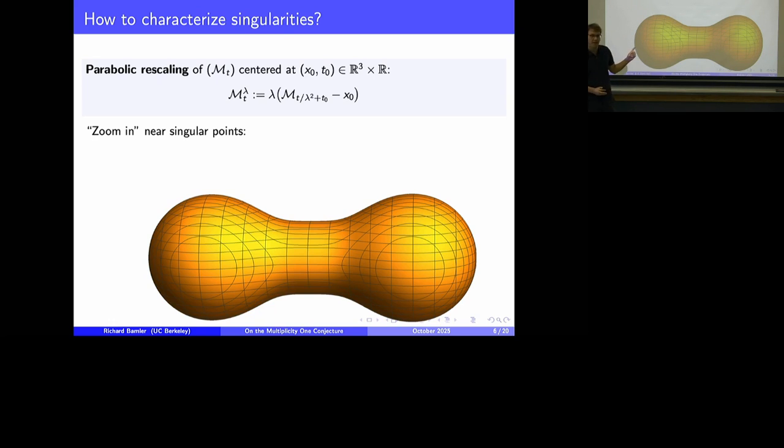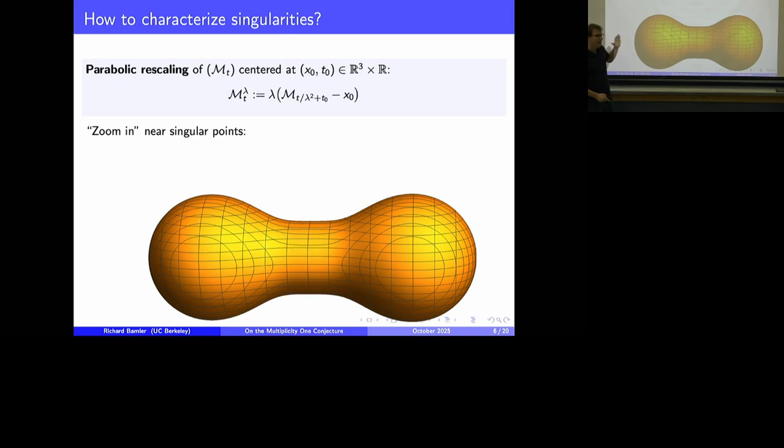So let me normalize things in such a way, for simplicity, that the singularity occurs at time 0. So this is the time -1 slice. And I'm going to imagine that the singularity occurs at time 0 and at the origin. Okay? So I'm going to now imagine the entire flow. I cannot draw the entire flow, so I'm only going to draw the time -1 time slice. But I'm thinking of this as being the entire flow.